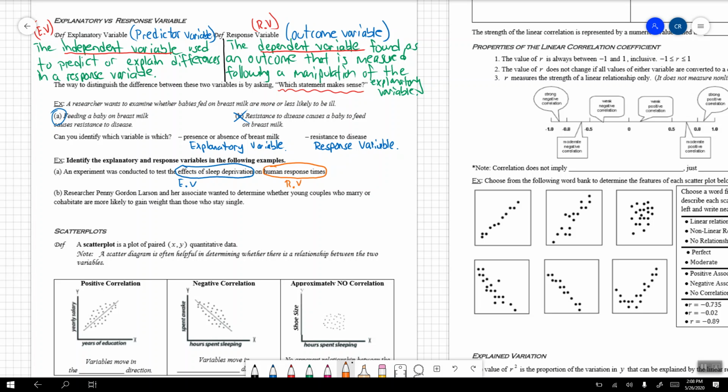So the researcher Penny Gordon Larson and her associate wanted to determine whether young couples who marry or cohabitate are more likely to gain weight than those who stay single. So again, we want to look at what is this independent variable? What are we trying to observe? All right, and the thing that we're trying to observe is young couples who marry or cohabitate. All right, so this is all your explanatory variable. That's all the continuation of the explanatory variable.